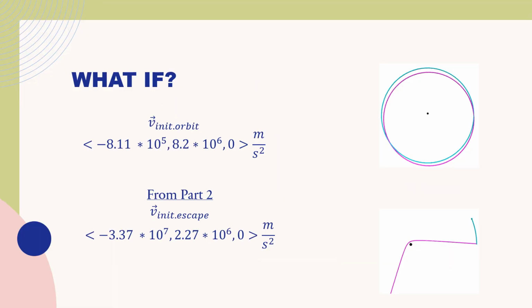To get the ship to orbit the black hole, I used the same code from Part 2 and updated the initial velocity vector to have an x component of negative 8.11 times 10 to the 5th and y component of 8.2 times 10 to the 6th. Compared to the initial velocity to escape, the x component is much smaller and the y component is larger.